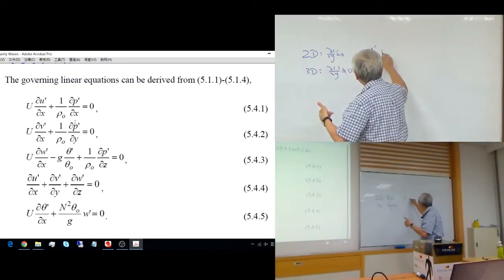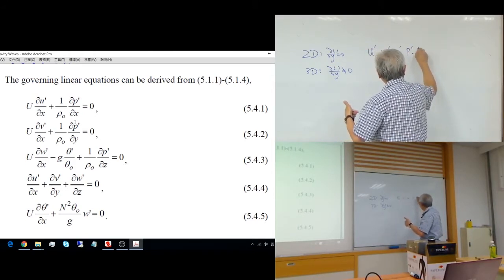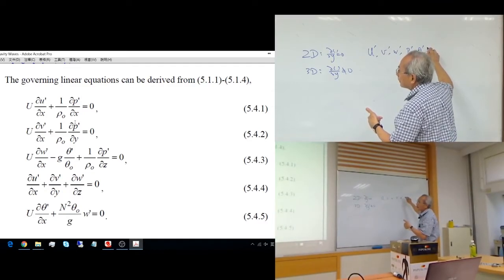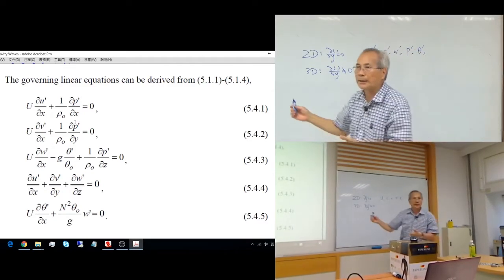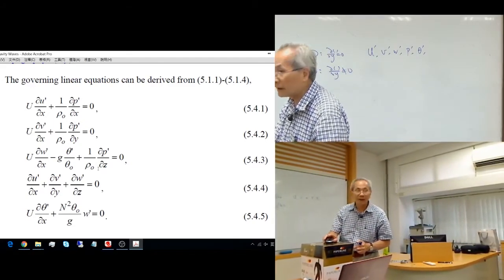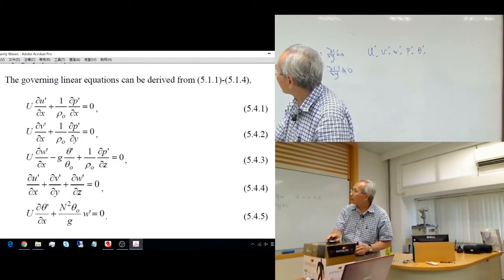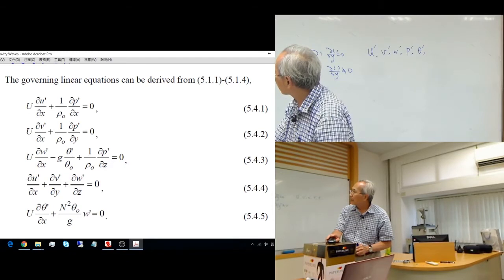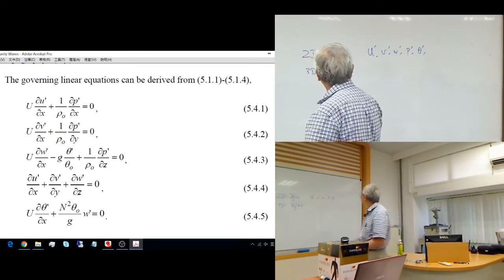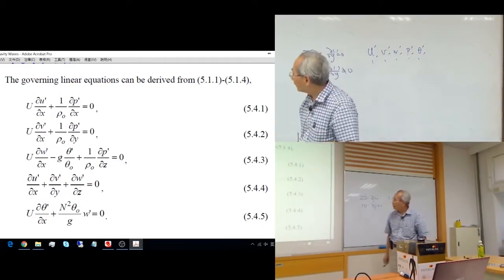U prime, V prime, W prime, P prime, theta prime, and what? Rho naught is not... rho naught is constant. Okay, it's Boussinesq. And the rho prime comes into here. Yeah, and so that's about it, right? So we have 1, 2, 3, 4, 5. Yeah, so it's closed.